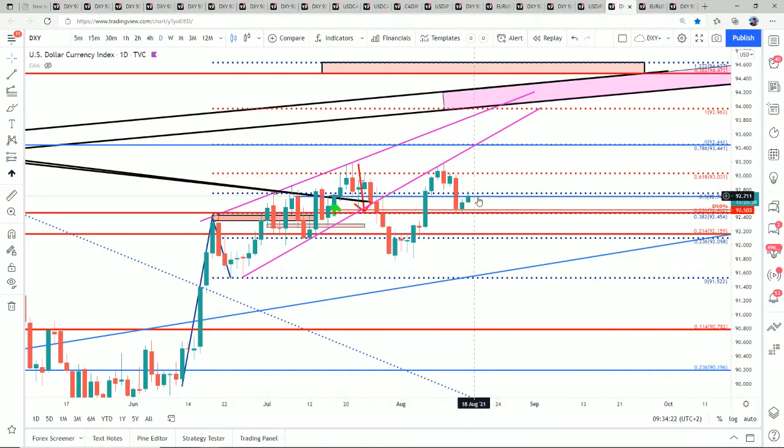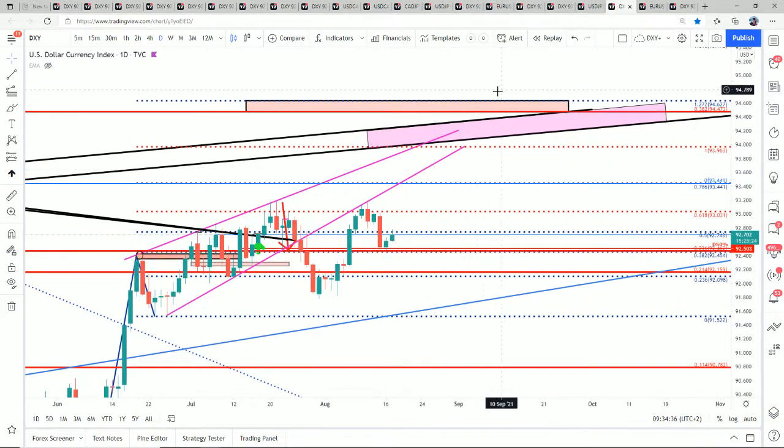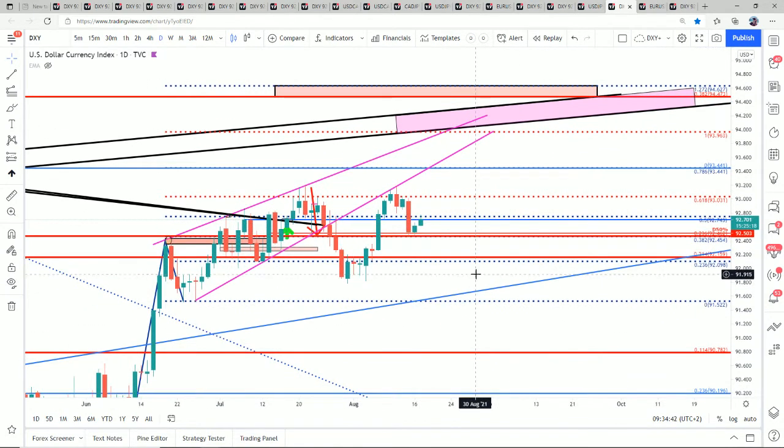We need a catalyzer. Probably today we could get that. We have some US data, or by the end of this week. But what I would like to see is this going up before the end of the month or before the first week of September, so that we would be already there and then we could turn lower again, which is what we look for.